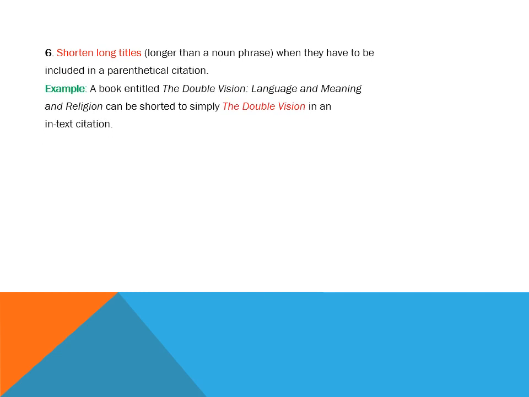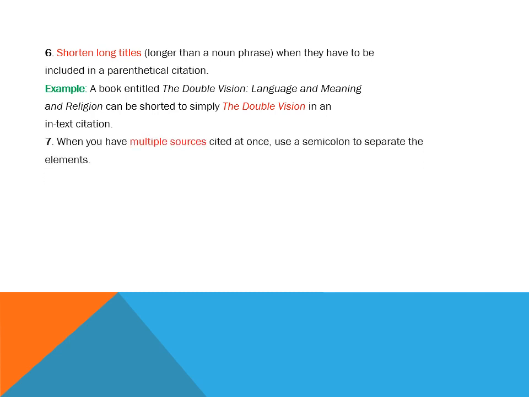In our example, we have this book, The Double Vision, Language and Meaning. So in case we want to put it in a parenthetical citation, all we need to do is cut it down to 2 words, and you can pick just the first 2 words, like The Double Vision, and that's enough. Then you can add the page of the idea, or the location of the idea that you have paraphrased or quoted.